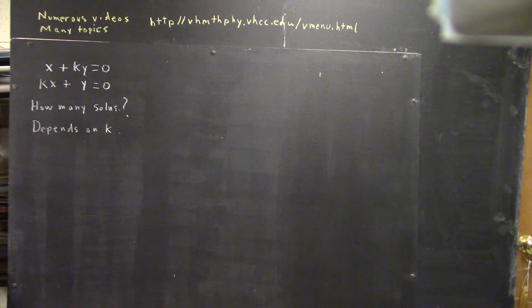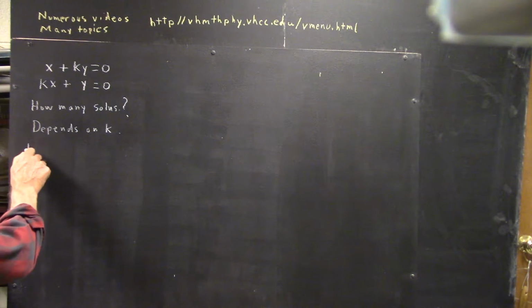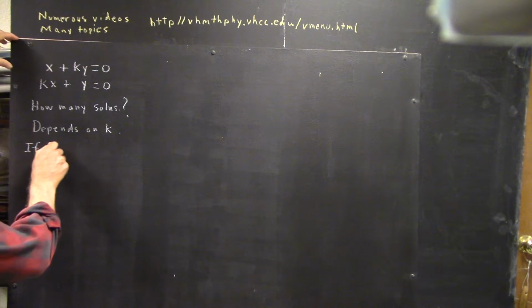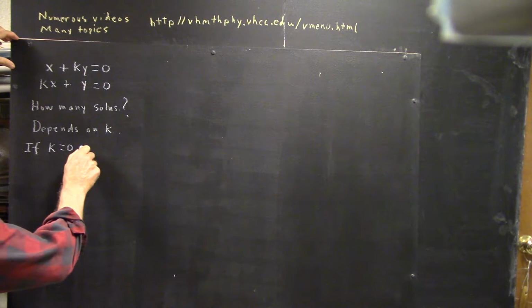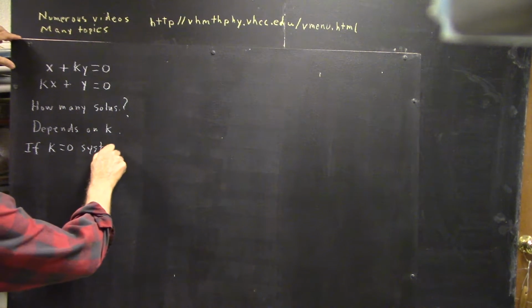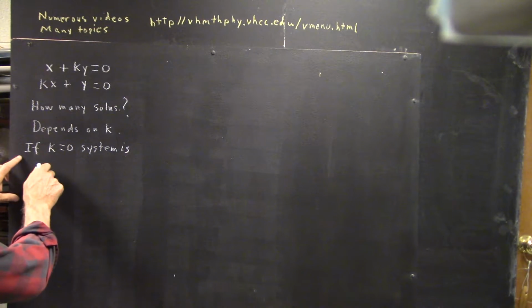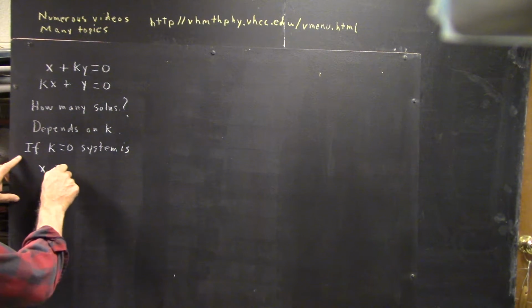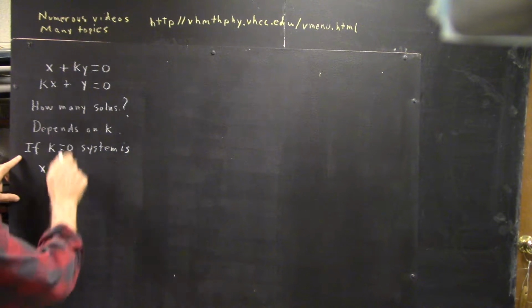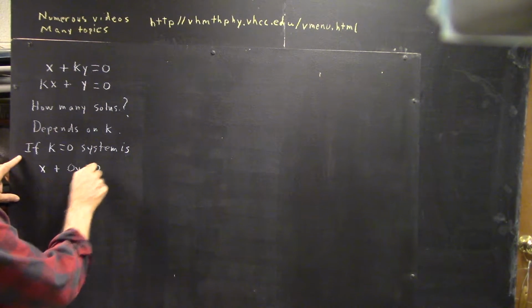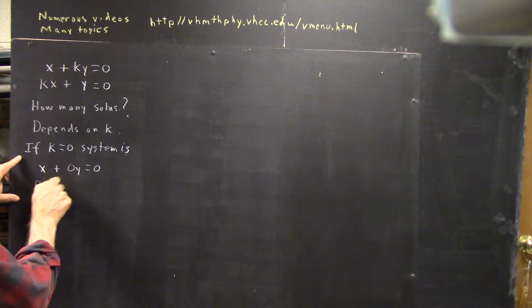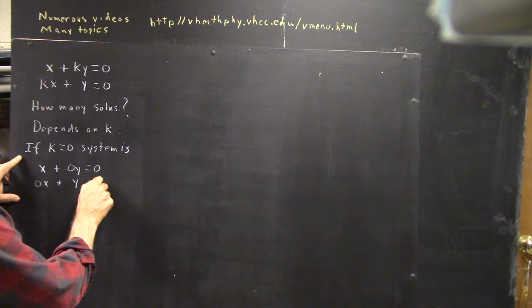For example, if k equals 0, what is the system? Now at this stage you should pause the video and answer that question for yourself. What's the system, and how many solutions would it have? Well, if k is 0, then the system is x plus 0y equals 0, and 0x plus y equals 0.